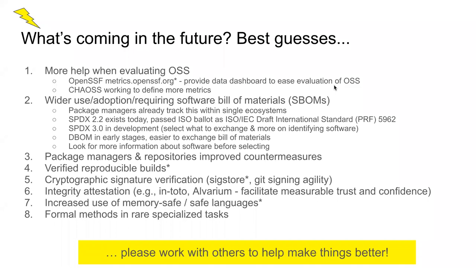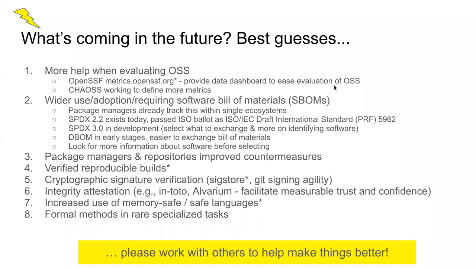Package managers can already track the software within a system within single ecosystems, but there are standards now in development or released that let you share software bills of materials, in other words, the ingredients of a larger piece of software. I'll note that SPDX exists today. It's now at the PRF level in ISO. And there's some other work as well. So basically, there's already work ongoing to enable sharing the software bill of materials, and I expect to see more of that in the days ahead.